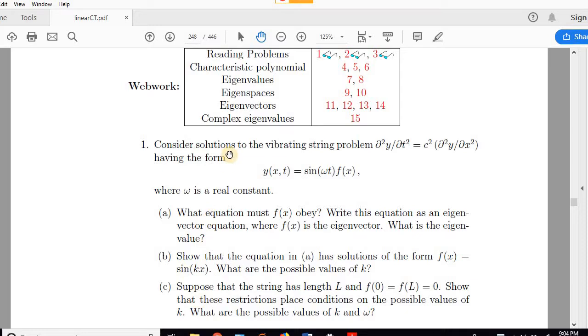All right, so here we have: consider solutions of the vibrating string problem. The second derivative of y with respect to t equals c squared times the second derivative of y with respect to x. And I did talk a little bit about this in class, I think.